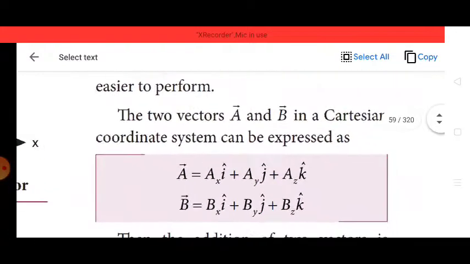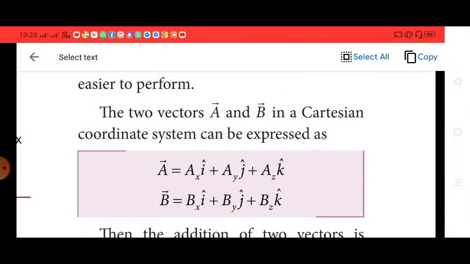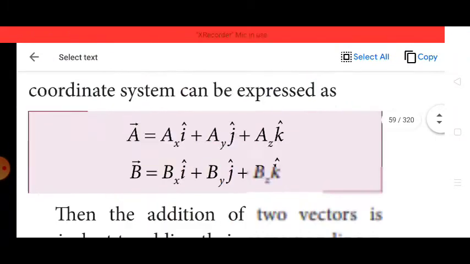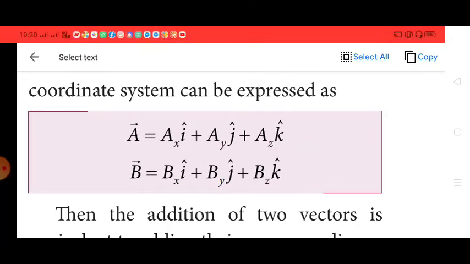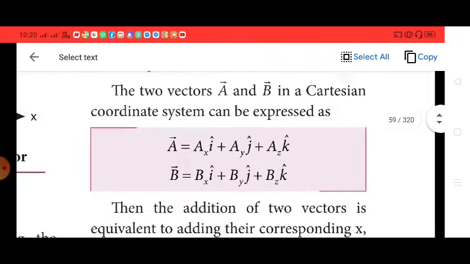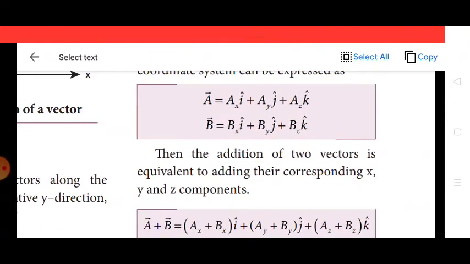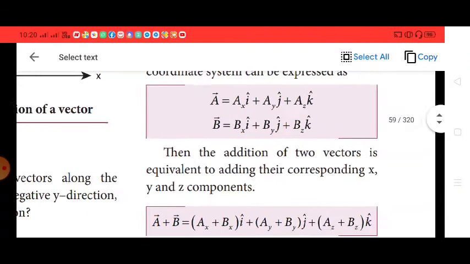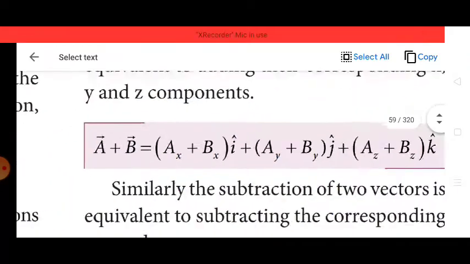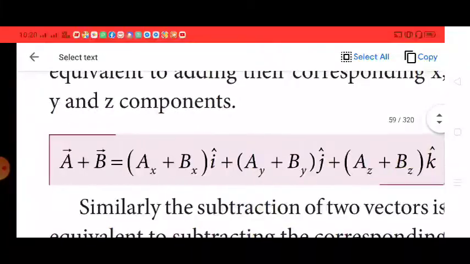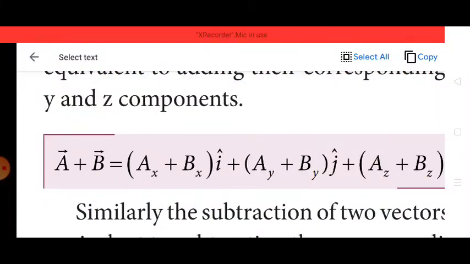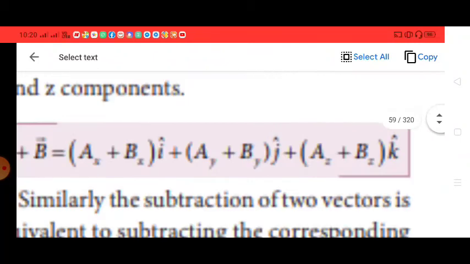Two vectors A and B can be expressed in a Cartesian coordinate system. A vector equals AX i cap plus AY j cap plus AZ k cap. B vector equals BX i cap plus BY j cap plus BZ k cap. Then the addition of two vectors is equivalent to adding their corresponding x, y and z components. So A plus B equals (AX plus BX) i cap plus (AY plus BY) j cap plus (AZ plus BZ) k cap.